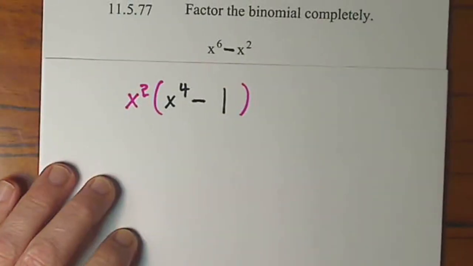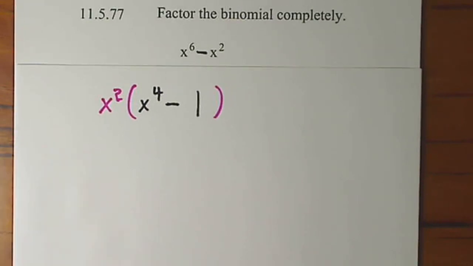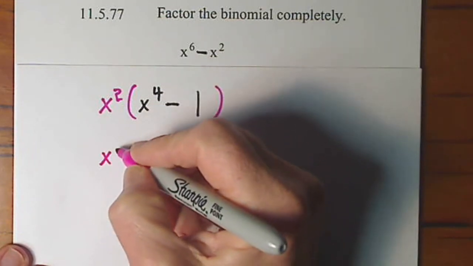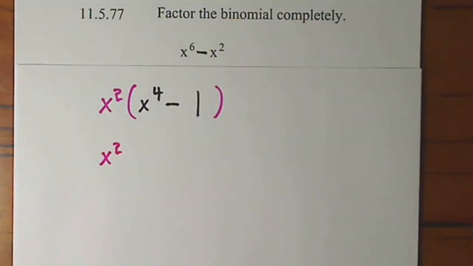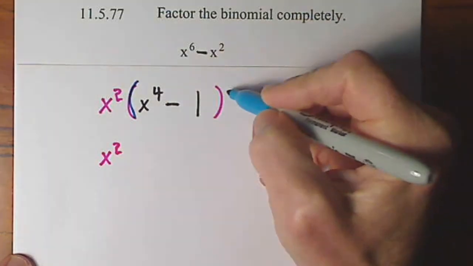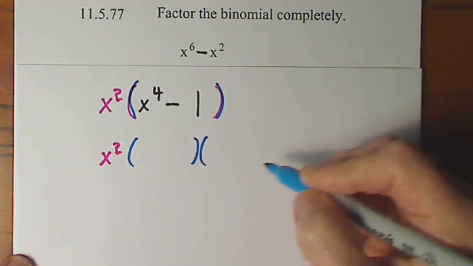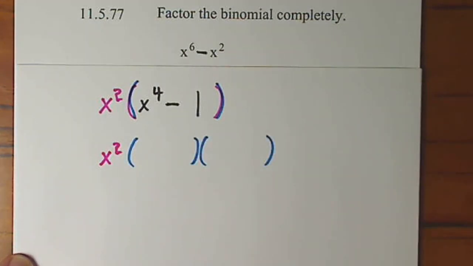Let me move this out of the way. This x squared, we're just going to keep up with it. It's going to sit out there. Alright? This is a difference of squares, so we can factor that. That'll give us two sets of parentheses.